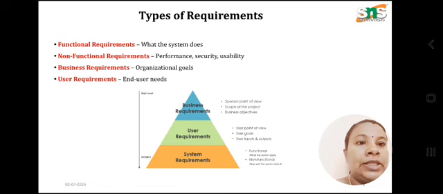So this is the hierarchy diagram. System requirements consist of functional and non-functional requirements. User requirements have the user point of view, user goals, user inputs and outputs. Business requirements consist of sponsor point of view, scope of the project, and business objectives.